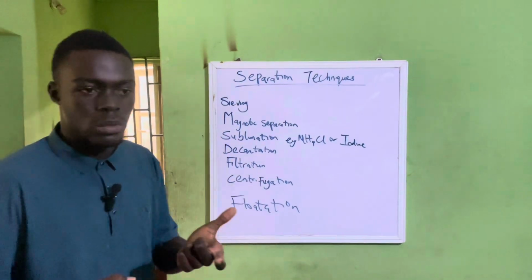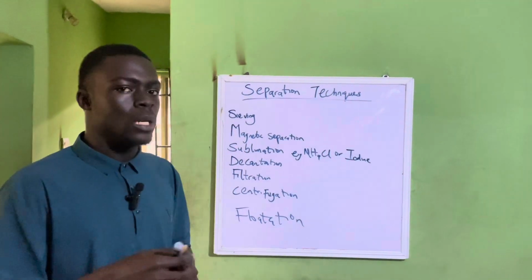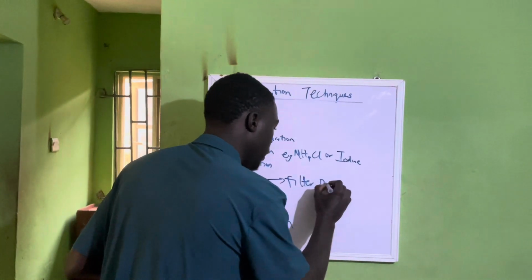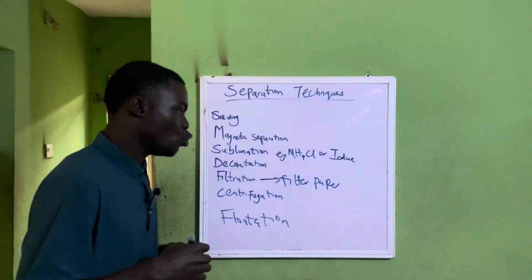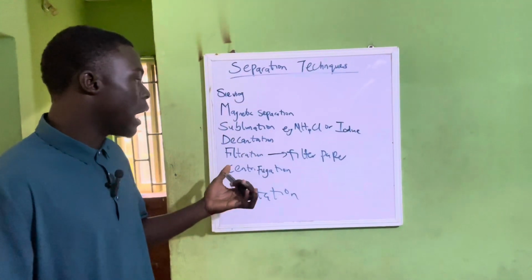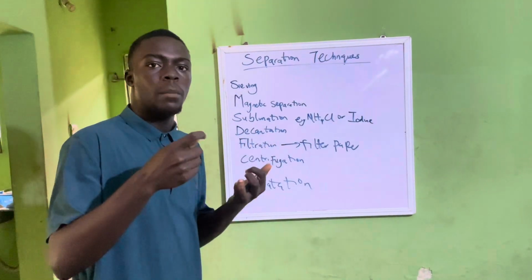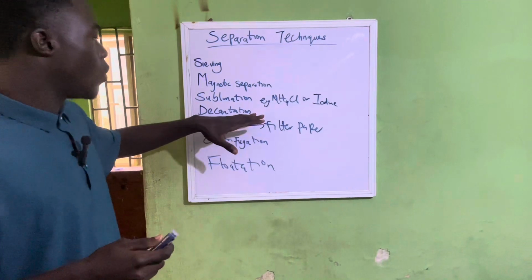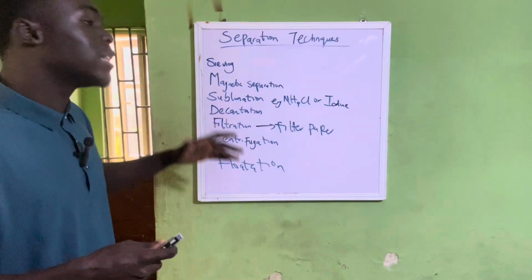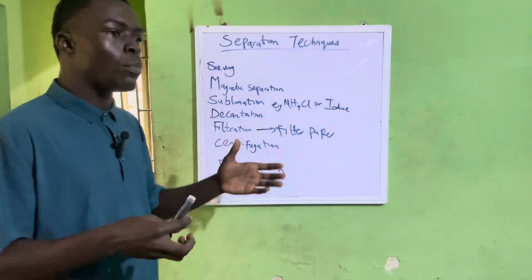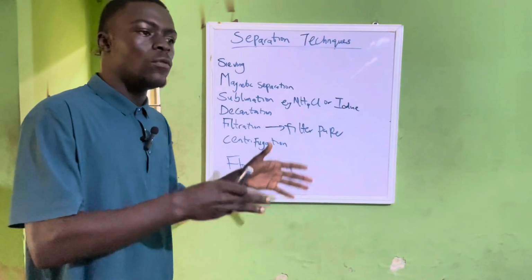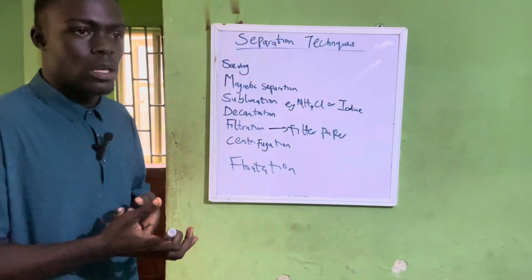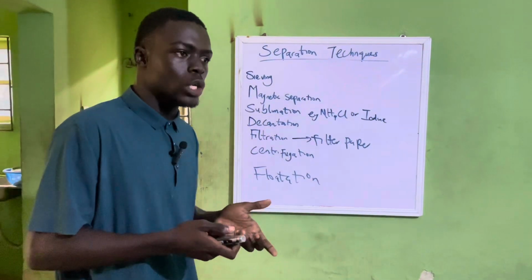So the next thing is filtration. If you hear anything about filtration, the first thing that should come to your mind is filter paper. When you use filter paper, you can fold it and use it to filter a solution of solid and liquid. You understand? Unlike decantation, where you stop when you get to the solid part, in filtration you pour everything inside the filter paper. The filter paper will drain out all the liquid and the solid will stay on the filter paper. Understand?